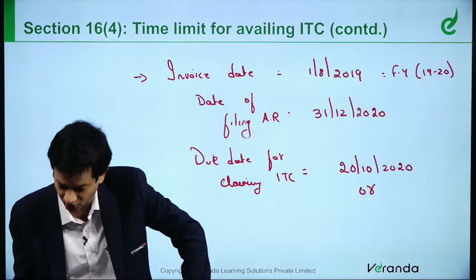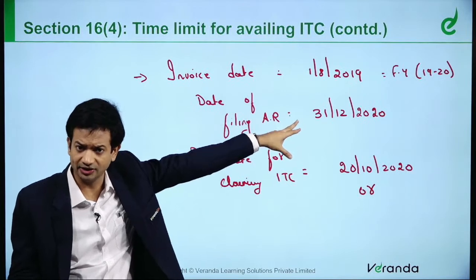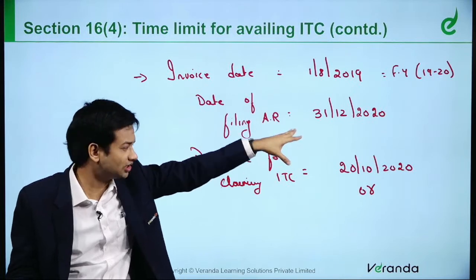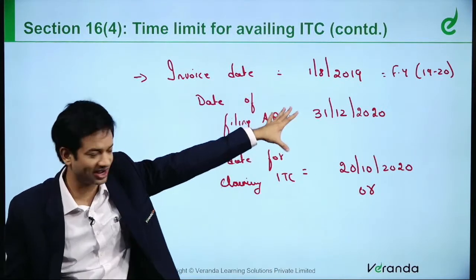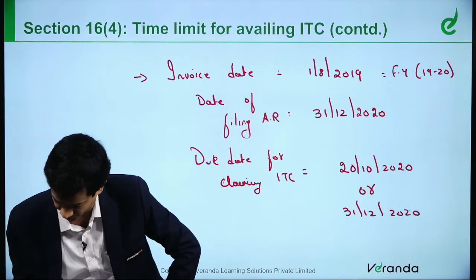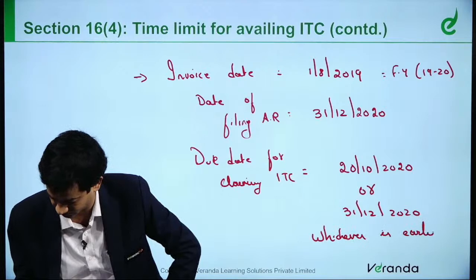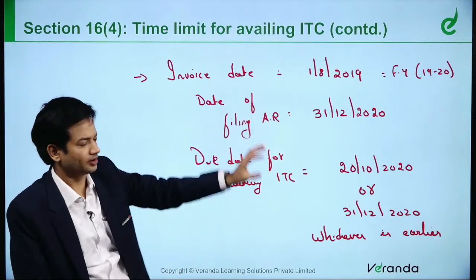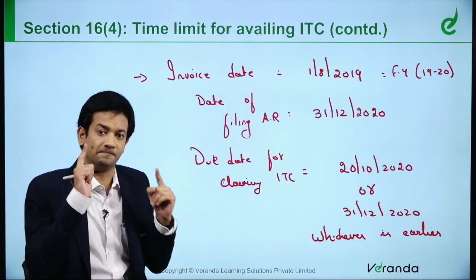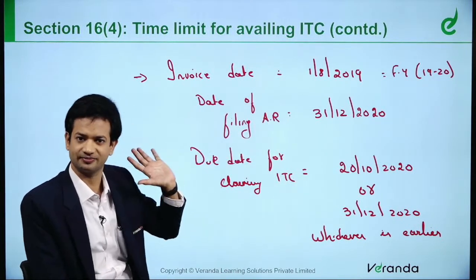or the date of furnishing annual return. Here in my example I have furnished annual return on 31st December. If it is 18th August, I will take 18th August. If it is 15th October, I will take 15th October. If it is November, I will take that. Whatever be the actual date, we should take. I have done filing only on 31st December, so 31st December, whichever is earlier. Please note, whichever is earlier. So of the two dates, the earlier one is when I can take my ITC. Any input tax credit pertaining to invoices of financial year 1920, I can take only by this date.